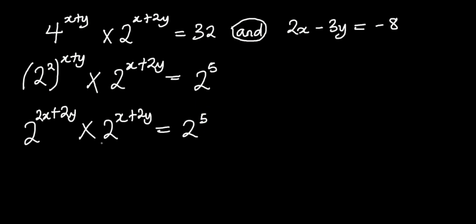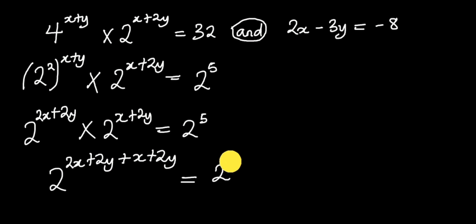Now, using the multiplication law, sorry. Whenever the bases are the same, you just add the powers. So we are going to be adding the powers now. We take one base and we add the powers. So 2 raised to the power the whole of this times 2 raised to the power the whole of that is going to be equal to 2 raised to the power 2x plus 2y, then plus x plus 2y. Right? If you're not familiar with these concepts, I've done a video on indices already, so feel free to watch it and then get back to this video. That's 2 raised to the power 5.